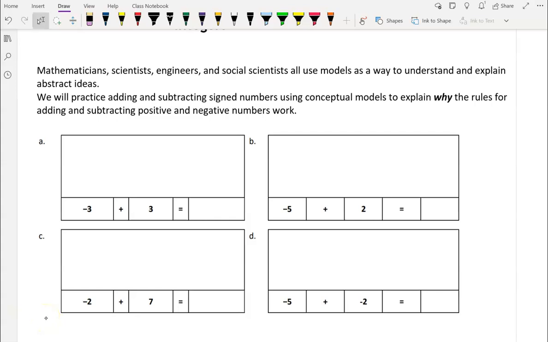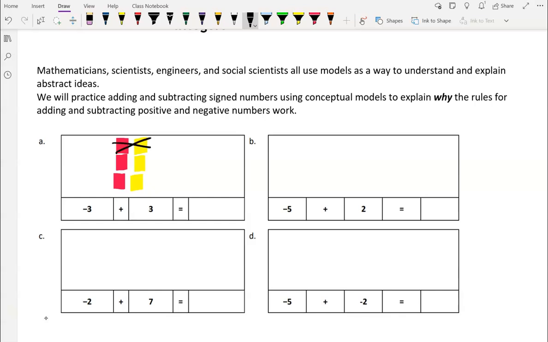Okay, so we're going to use this model to represent how to do this math. So this is negative 3 plus positive 3. Now I'm going to use red to represent negative 3. So 1, 2, 3 negatives. And I'm going to use yellow to represent positive 3. 1, 2, 3. Now, every time you have a positive and a negative, they're considered a 0 pair, right? So that means here we've got a 0 pair. So they're gone.